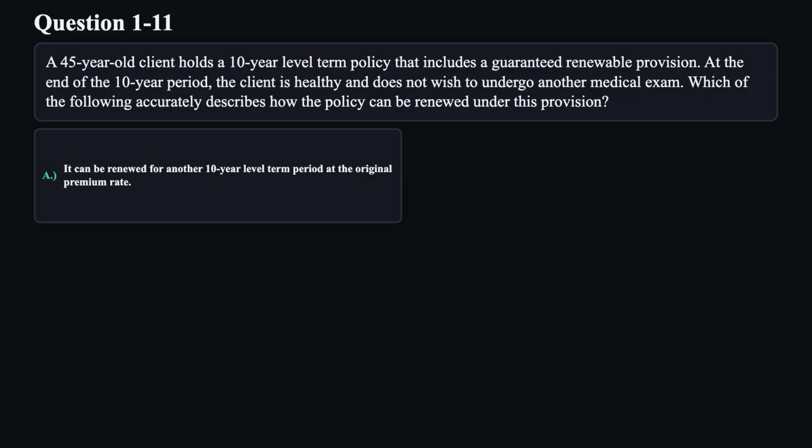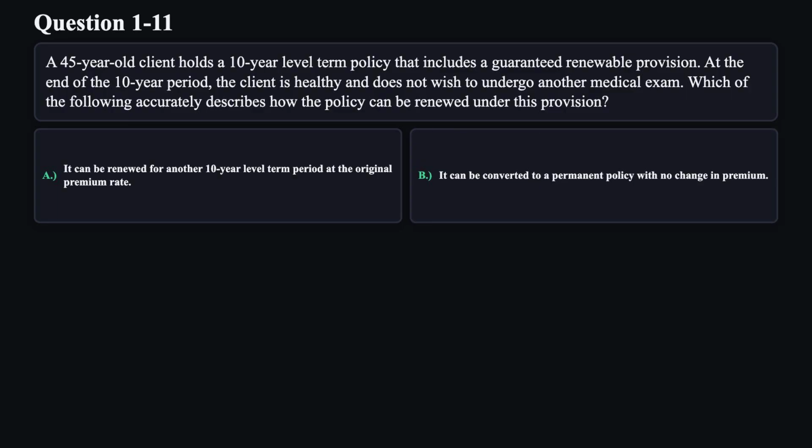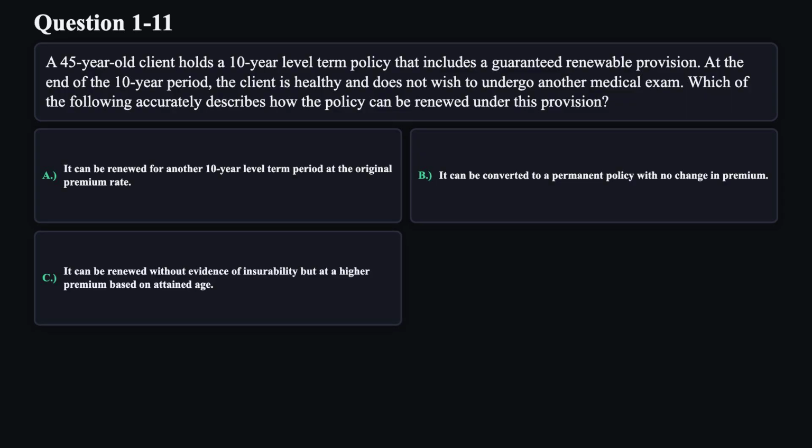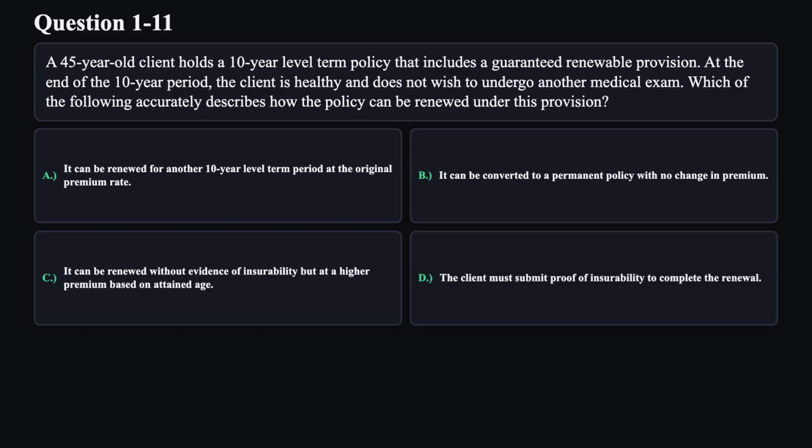A. It can be renewed for another 10-year level term period at the original premium rate. B. It can be converted to a permanent policy with no change in premium. C. It can be renewed without evidence of insurability but at a higher premium based on attained age. D. The client must submit proof of insurability to complete the renewal.